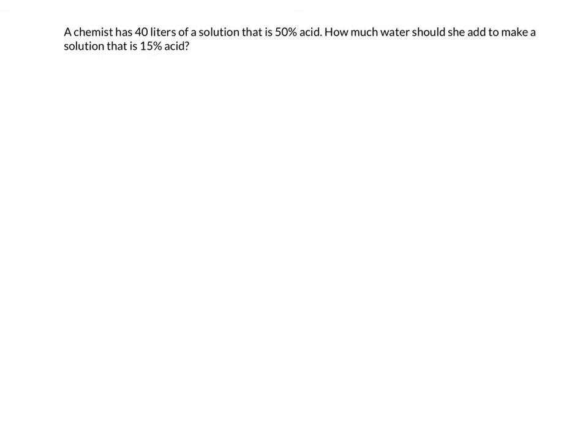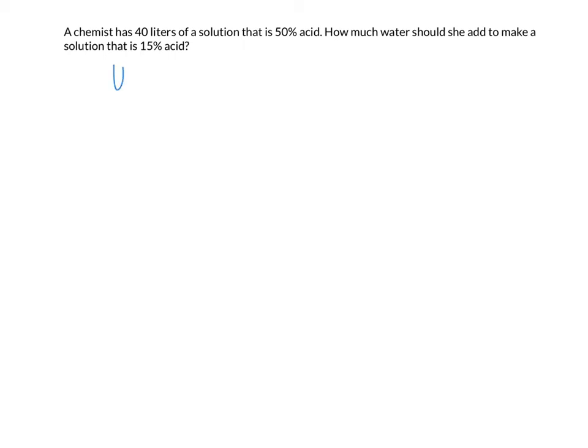So here's a problem that on the face of it seems a little bit more confusing, but if we just keep to our guns and work the problem as we have been, we should be able to define variables, write equations, and come up with what we need. So we have 40 liters of a solution that's 50% acid, and we want to add some water to make a solution that's 15% acid.